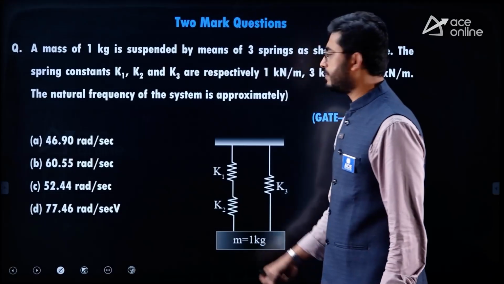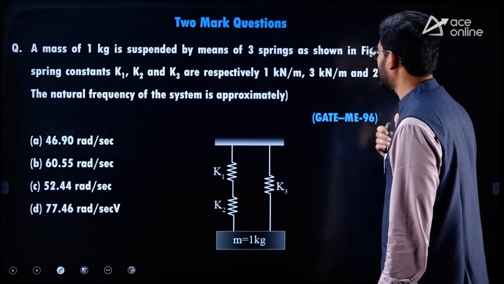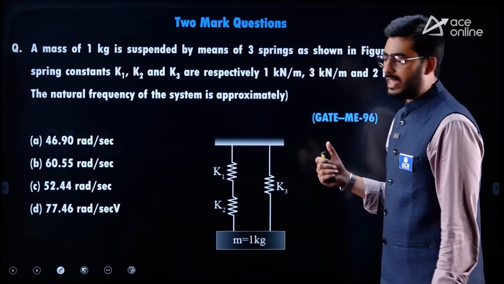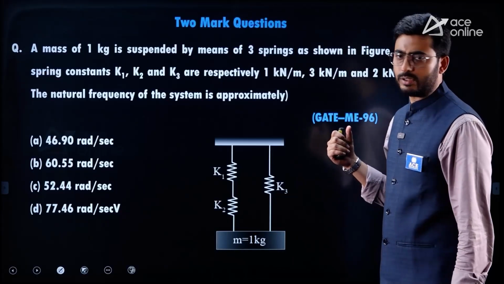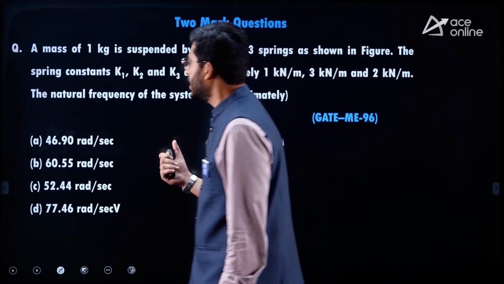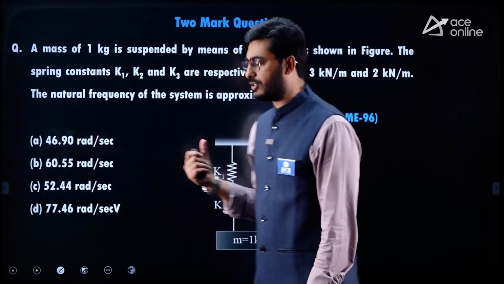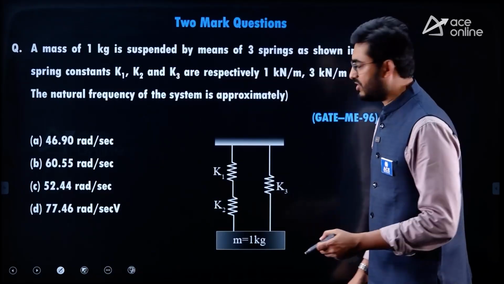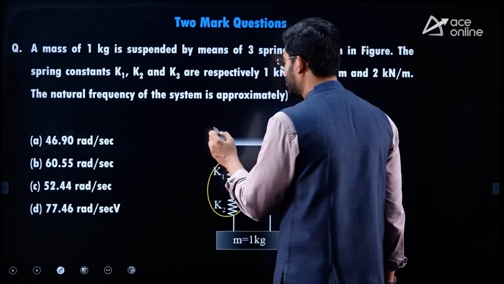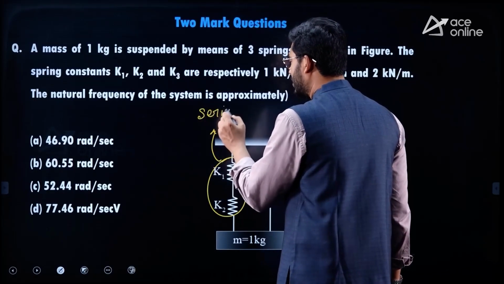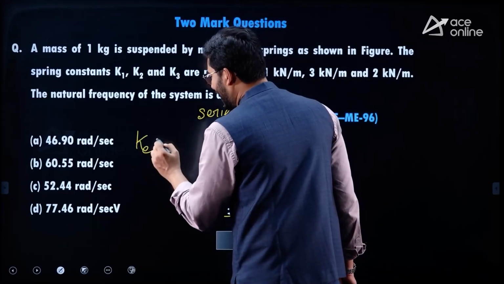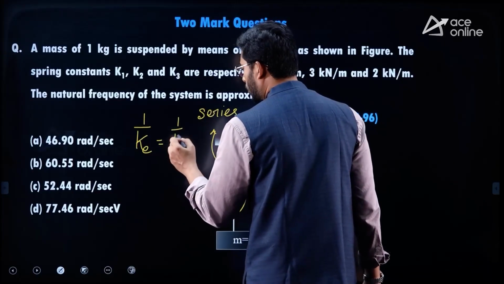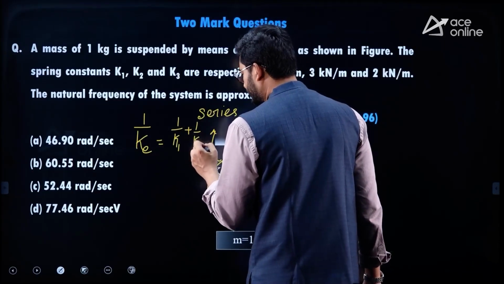A mass of 1 kg is suspended by means of 3 springs as shown in the figure. The spring constants are K1, K2 and K3 respectively. That is 1 kilonewton per meter, 3 kilonewton per meter and 2 kilonewton per meter. The natural frequency of the system is dash. So herein we understood that by seeing the arrangement, K1, K2 are in series combination. So when they are in series combination, the equivalent stiffness is obtained by adding the reciprocals, that is 1 by K equivalent is equal to 1 by K1 plus 1 by K2.